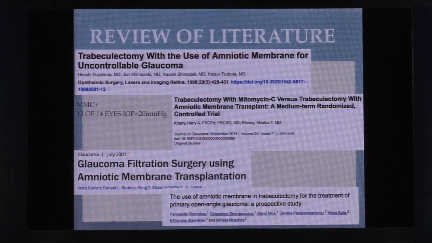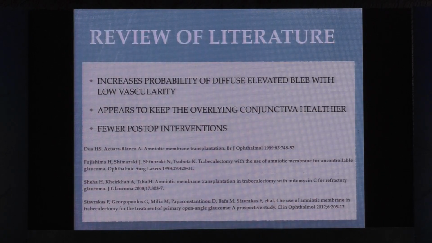When we look through the literature, we see that amniotic membrane has improved the success rate. In one of these studies which was done at Guru Nanak, it actually improved the absolute success rate from 60 to 80%. Though some other reviews show that the IOP control may not be markedly different between whether we use Trab with MMC or Trab with MMC plus AMT, what it does make a difference in is that the architecture of the bleb is much better.